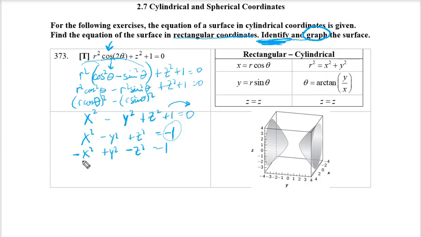Now we can divide through by that 1, and you can see, because we have the 2 minus signs here, that we have a hyperboloid. And we have 2 sheets. And sure enough, there's the graph of it.